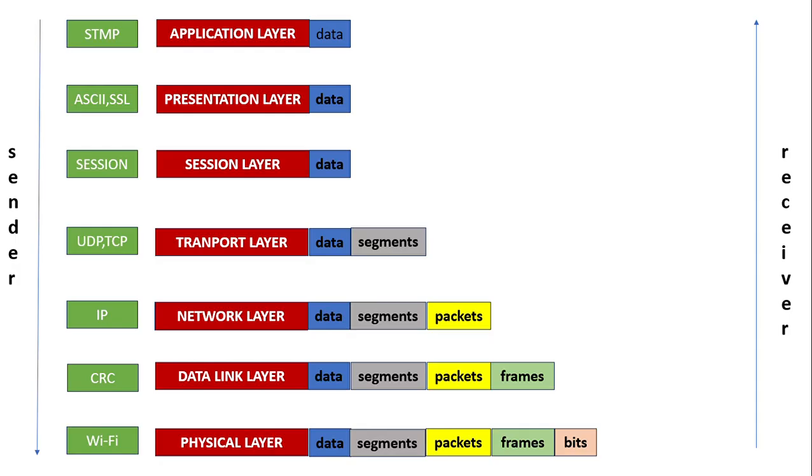In the physical layer, the frames are converted into electrical signals, that is radio waves if using Wi-Fi, and transmitted over a physical medium. Here they are transmitted as electrical signals. The bits are converted into electrical signals and are transmitted over a physical medium. And from there, we go directly to the receiver side.